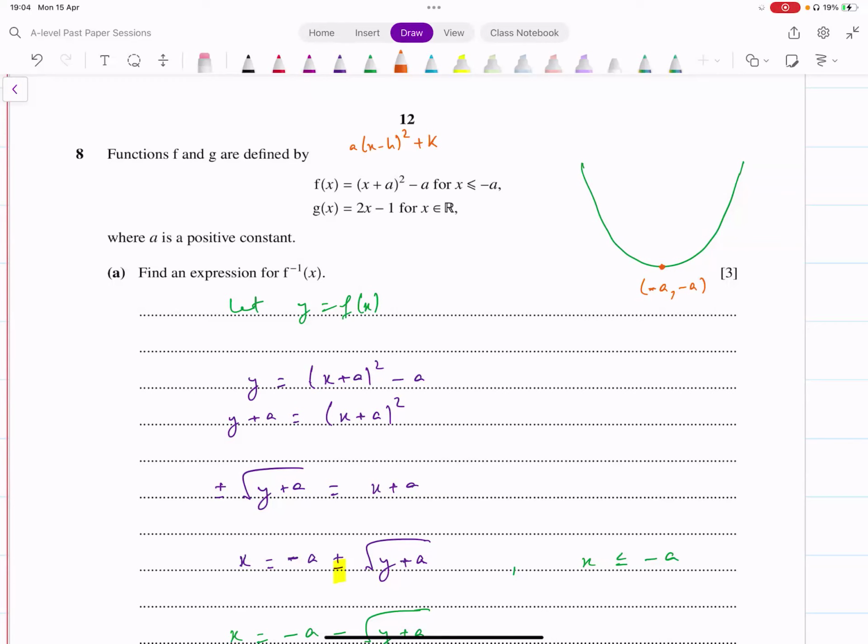Now, which part of this function is valid? It's x less than or equal to minus a. That means the left side of this function. This is the valid part of the function. Now, what's the range of the function then? Range is y values. So vertically, what's the lowest point on the graph? Lowest point on the graph is minus a. You have to be above this point. So the range of the original function is y greater than or equal to minus a.